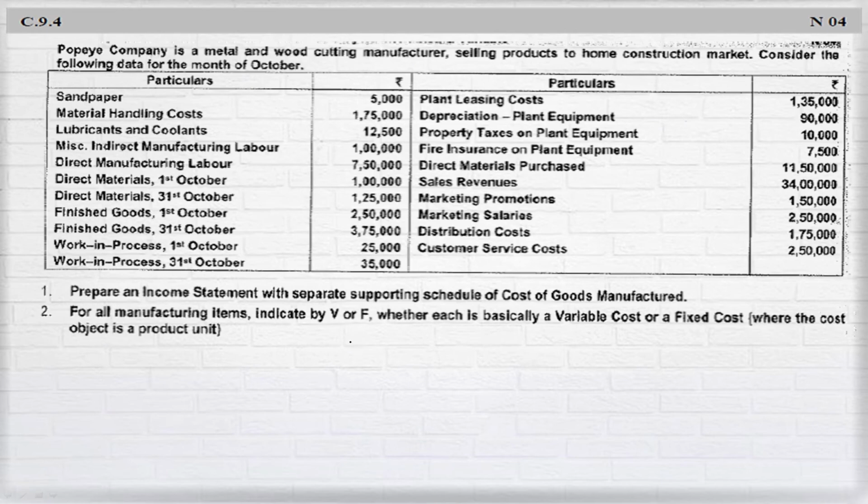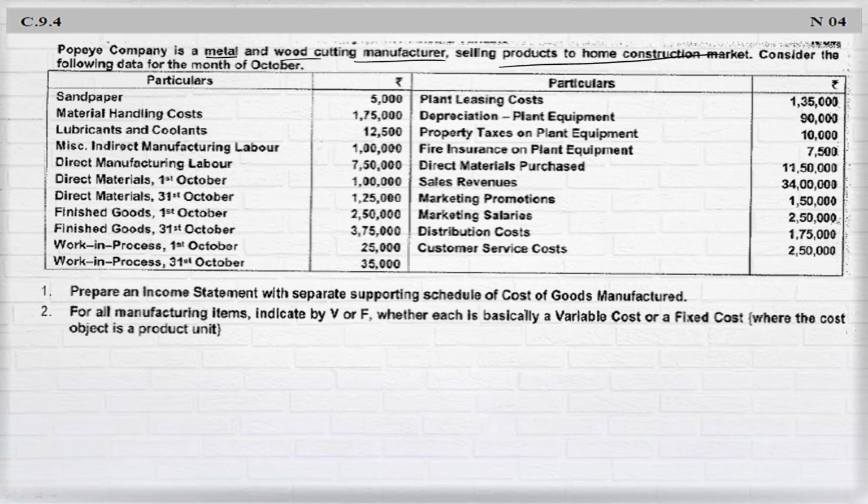We are going to 9.4. Popeye Company is a metal and wood cutting manufacturer selling products to home construction market. Consider following data for the month of October. Now this question is of November 2004, but I thought that it is a good question to grab knowledge of costing. So it is a metal and wood cutting manufacturer selling products to home construction market.